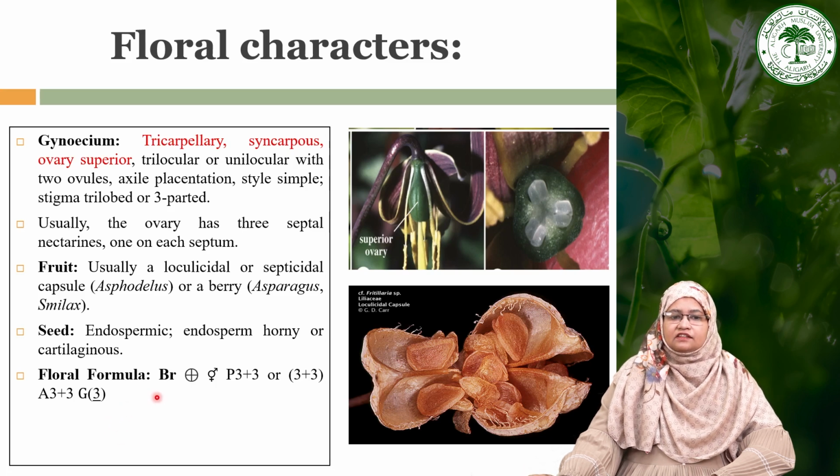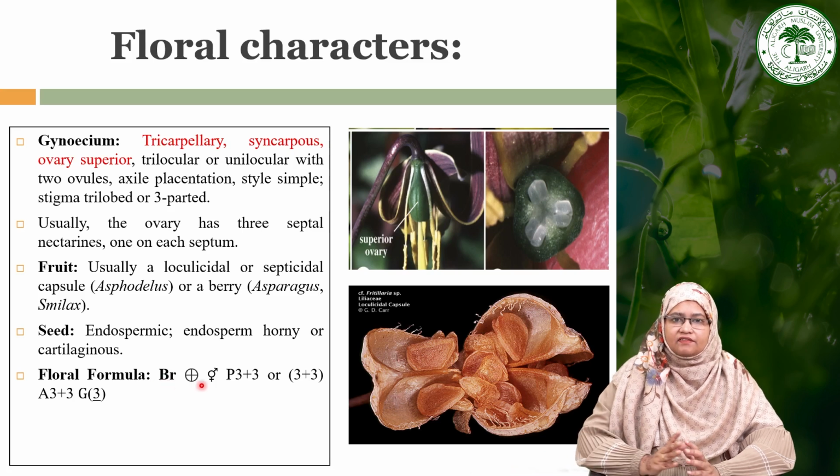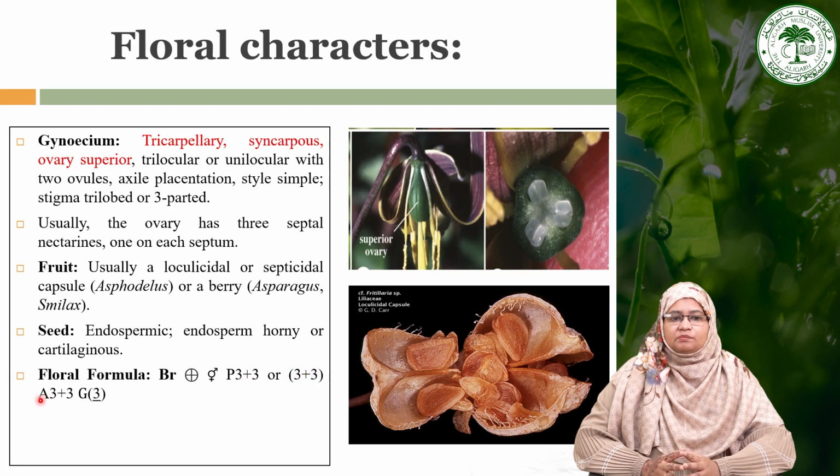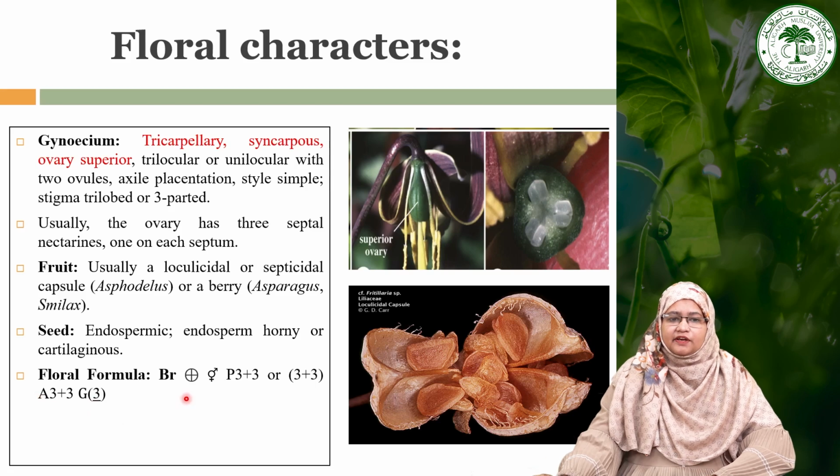If we see the floral formula of this particular family, they have a bract, and in general they have actinomorphic symmetry, that means they have radially arranged, regular flowers. The perianth is 6 in number, arranged 3 plus 3 in 2 rows. Similarly, they may be free or united, as you can see from these symbols, and the androecium number is also 6, also arranged in 2 rows, 3 plus 3. The gynoecium is generally tricarpellary syncarpous with superior ovary. So this is the floral formula of the family Liliaceae, which is represented here.